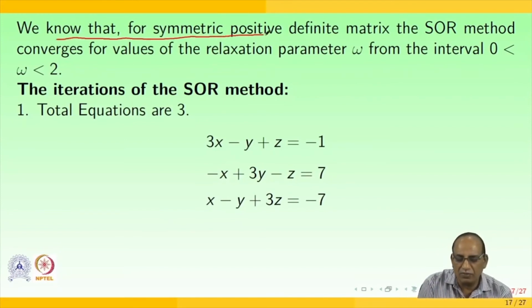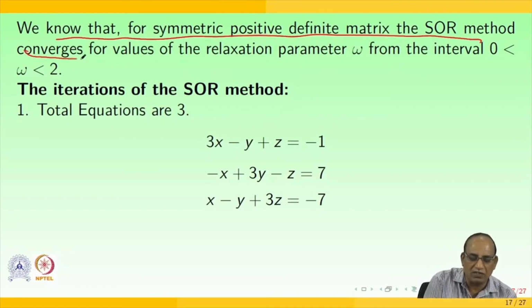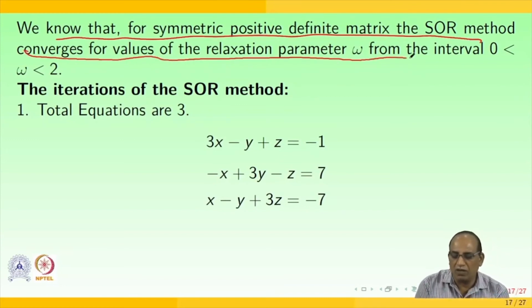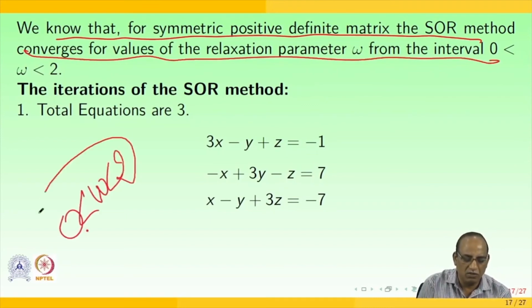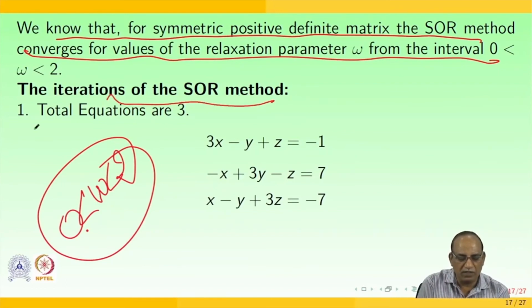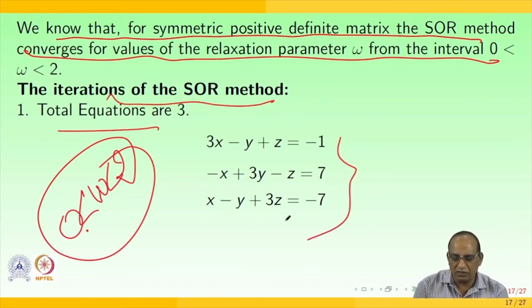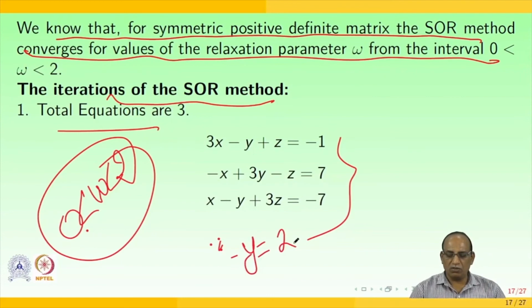We know that for a symmetric positive definite matrix, the SOR method converges for all values of the relaxation parameter omega from the interval 0 to 2, that is 0 less than omega less than 2. The iterations of the SOR method are actually 3 equations. If you observe very closely, let's see by trial and error what would happen. Suppose y is equal to 2, right? So y is equal to 2 and x is equal to 1.